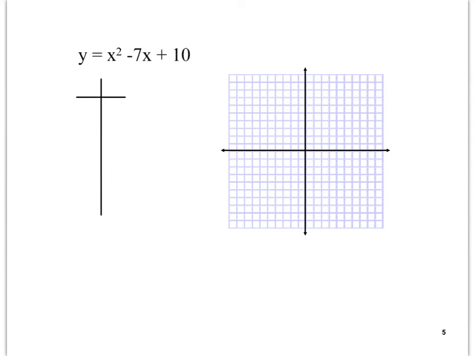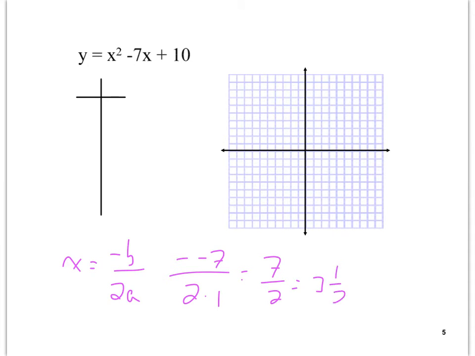Our vertex, for the x-coordinate, is negative b over 2a. So I have negative negative 7 over 2 times 1, which of course now is 7 over 2, which is 3.5. Because our vertex is a fraction, let's not even worry about it, because it's really not that important to find the coordinate of the vertex, but we're looking for the x-intercepts. But let's go above 3.5. Let's go 4, 5, and 6. And let's go below: 3, 2, 1.